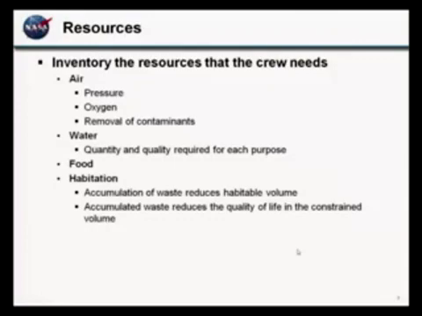But those are decisions that you have to make about the vehicle and make about the mission before you can fully design your life support system. We also talk about laundry. Clothing is a resource that can be recycled.